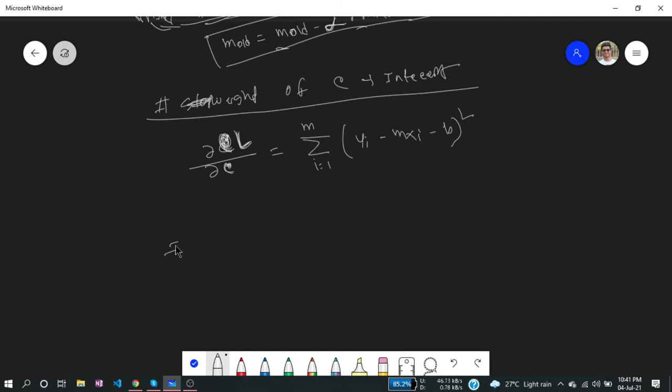Now, let me write the derivative of L with respect to c. What would be the derivation? So for that, this 2 will come here, then summation of i equals 1 to m, then it will be as it is, mxi. Then if I again apply this formula, then what will happen?